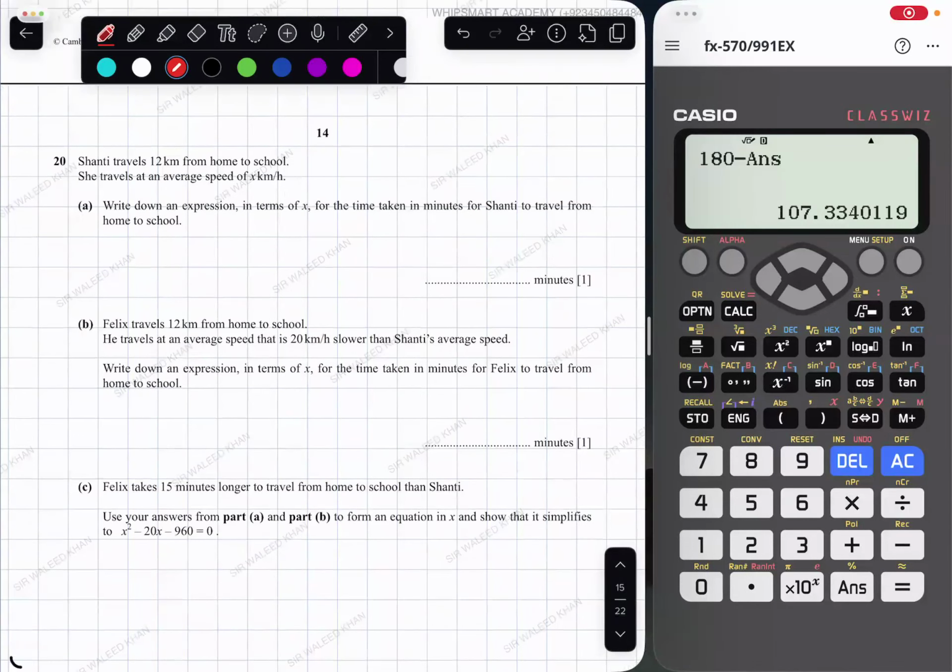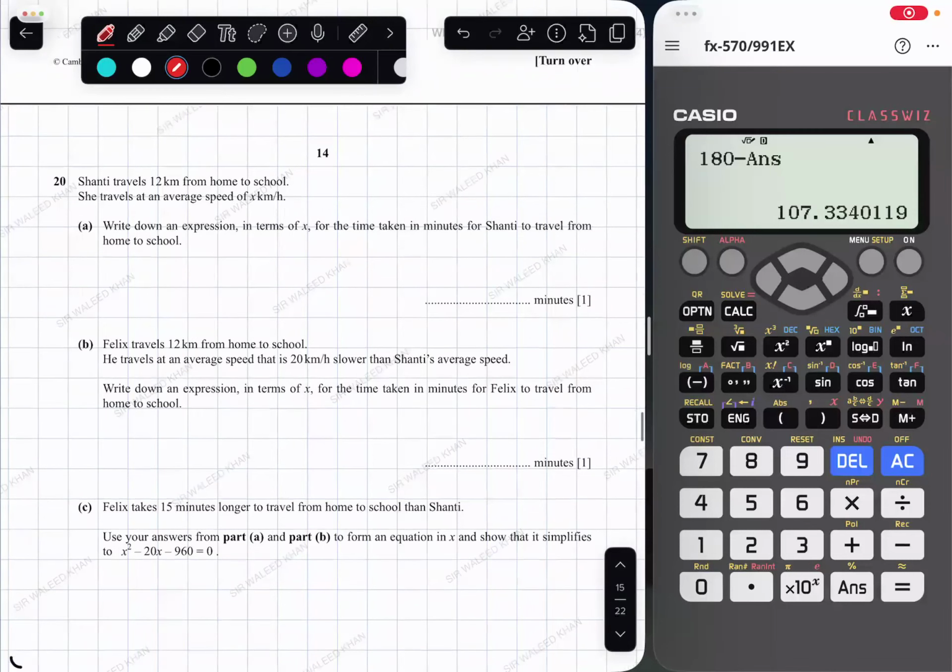We have another question. Shanti travels 12 kilometers from home to school. She travels at an average speed of x kilometers per hour. Write down an expression in terms of x for the time taken in minutes for Shanti to travel from home to school.